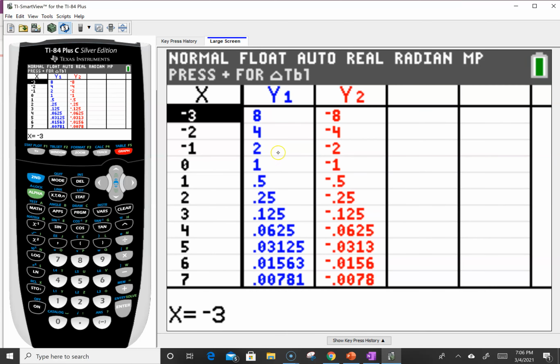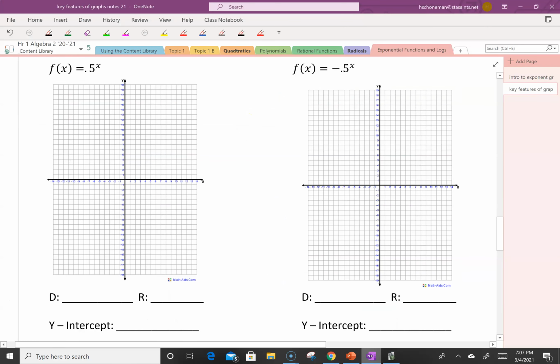Okay, so now we want to get the table of values. My first graph is in the y1 column, so I'm going to plot the points 0, 1, then 1, 0.5, 2, 0.25. Now, these are going to get really small, so it's good to get some negatives in there. Negative 1, 2, negative 2, 4, negative 3, 8. At 0, it's still at 1, but now it gets really, really small. So we've got some decay.